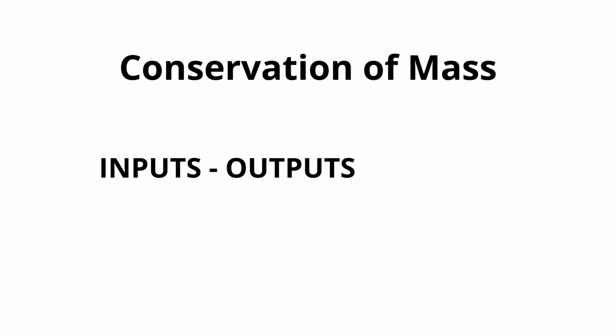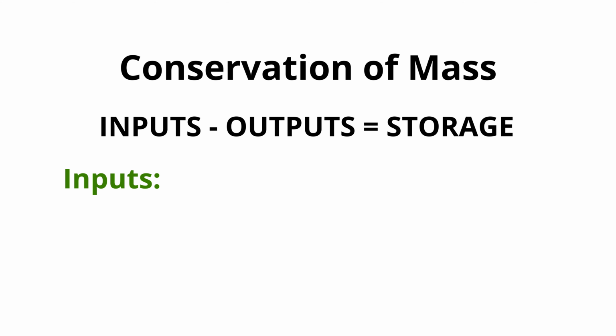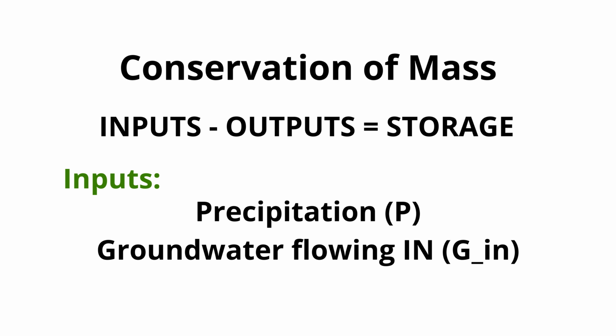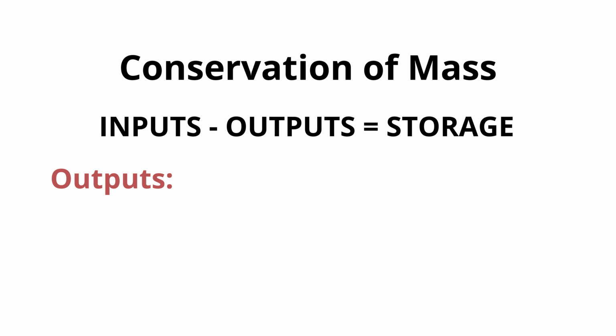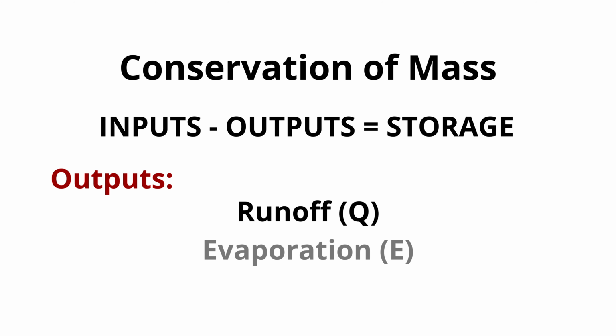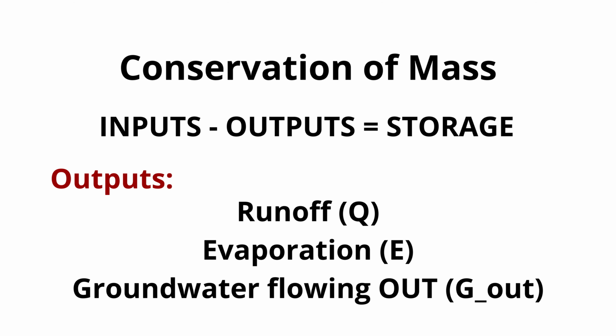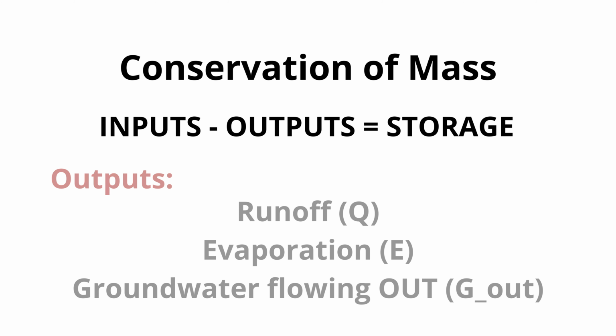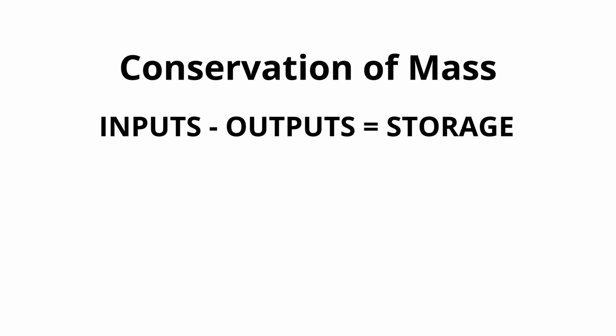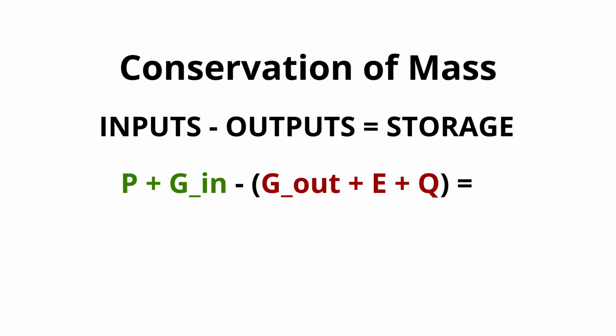Therefore, we can use the conservation of mass equation to calculate how much water is stored in different places. The equation for conservation of mass is inputs minus outputs equals storage. What are the inputs of water in our watershed? Precipitation and groundwater flowing in account for the water coming from another storage. What about the outputs? Runoff, evaporation, and groundwater flowing out account for the water going to another storage. Substitute these variables into the equation and we will get a result specifically tailored to our watershed system. Precipitation plus groundwater flowing in minus groundwater flowing out plus evaporation plus runoff equals storage.